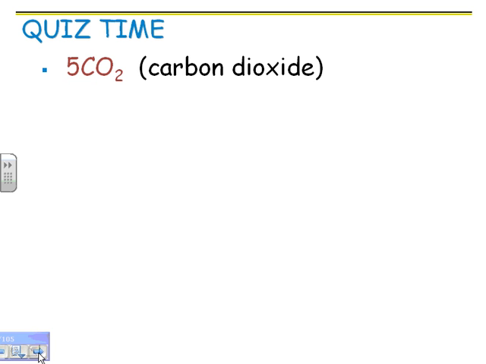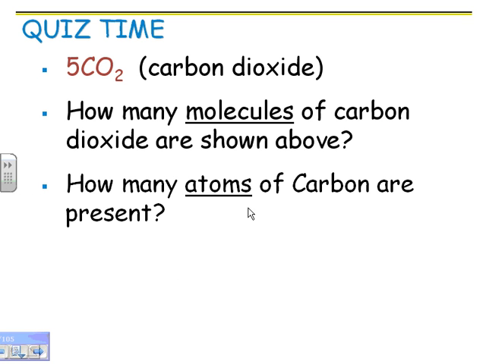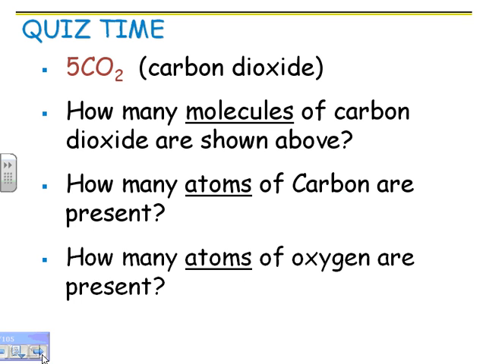Okay, 5CO2. This is your turn. So how many molecules of carbon dioxide are shown? It's quiz time. How many molecules? 5. Beautiful. How many atoms of carbon are present? 5. Good. Didn't get tricked. How many atoms of oxygen are there? 10. Nice. So how did you get that? Because there's 2 oxygens in the molecule, and there's 5 molecules in total, so if you use multiplication, then you get 10.